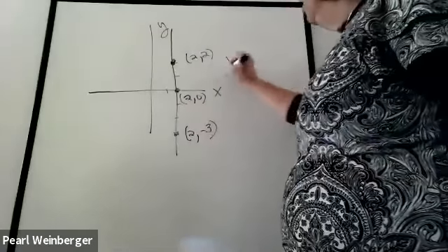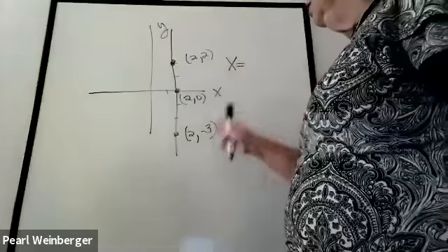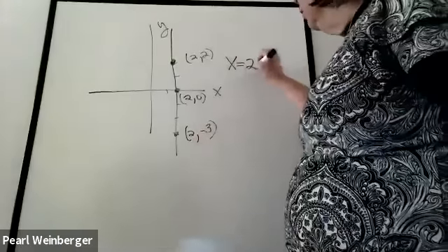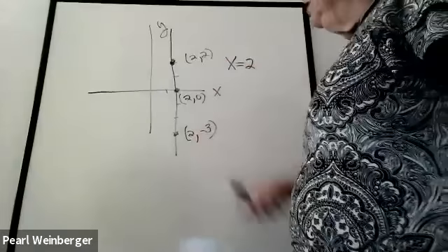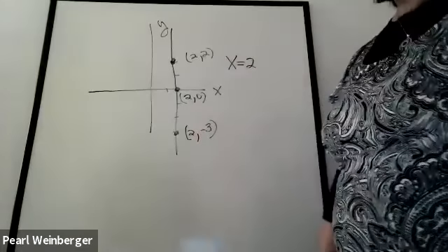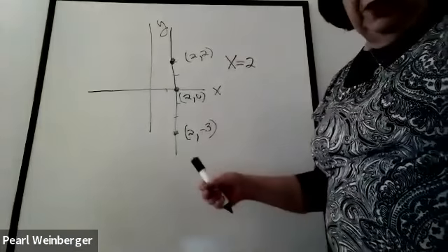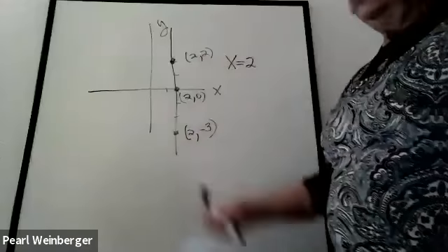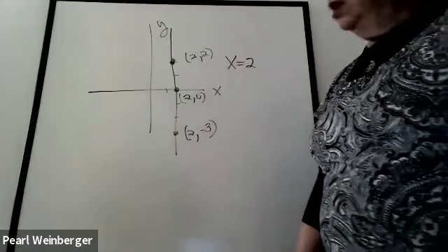The equation of a vertical line is x equal to a number. In this case, it's x equals 2. The y values could be all different numbers, but the x values all have to be 2 in order for it to be on this vertical line.